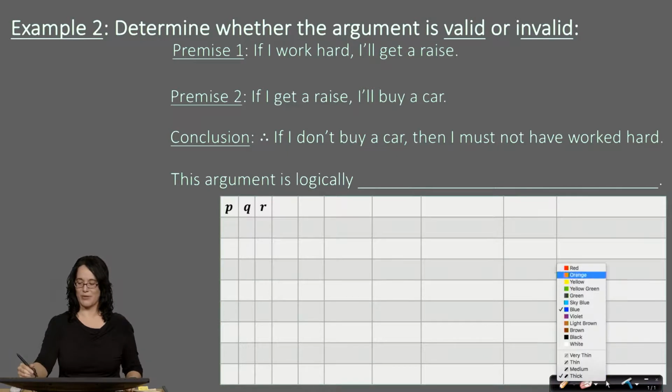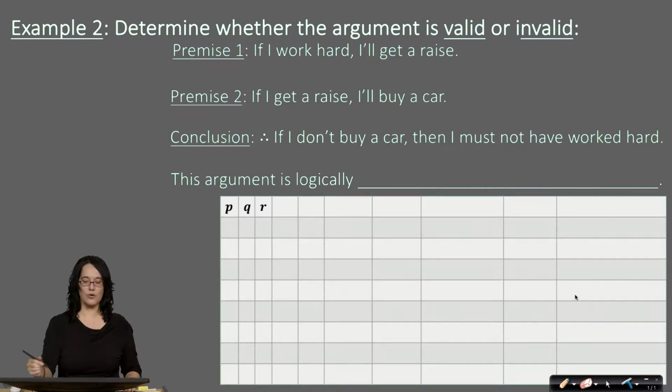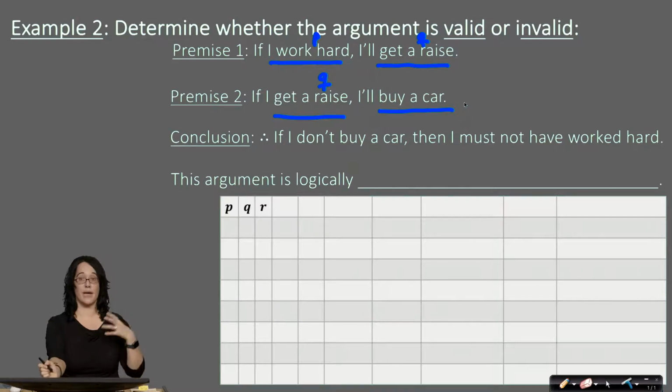Okay, so the first thing I hope you did when you paused the video and tried it on your own was to rewrite these premises and the whole entire argument in logical symbols. So working hard could be letter P, for example. Getting a raise could be letter Q. So again, here we see getting a raise, so that's still letter Q. Buying a car, that's a new type of statement, right? We had working hard, we had getting a raise, and now we have buying a car. So I'm going to call that letter R. And then finally, in the conclusion, we're talking about not buying a car. Well, that was already discussed as R, so that's a negation, right? And not working hard, which is a negation of P.